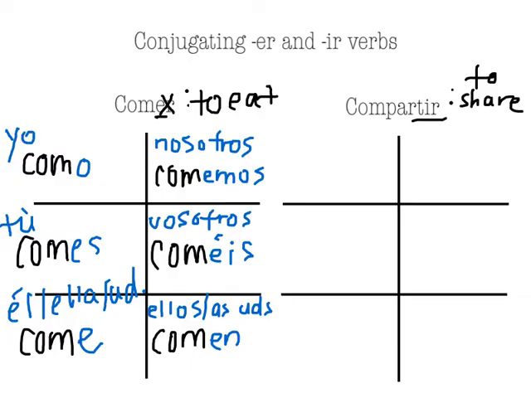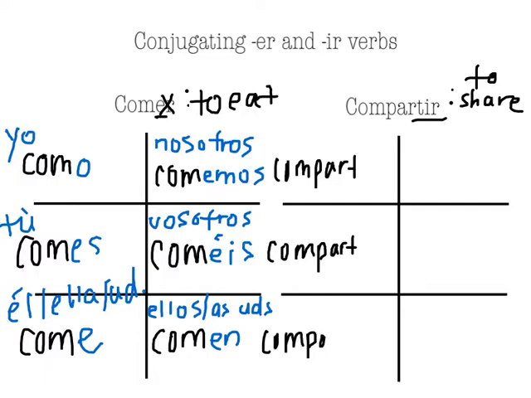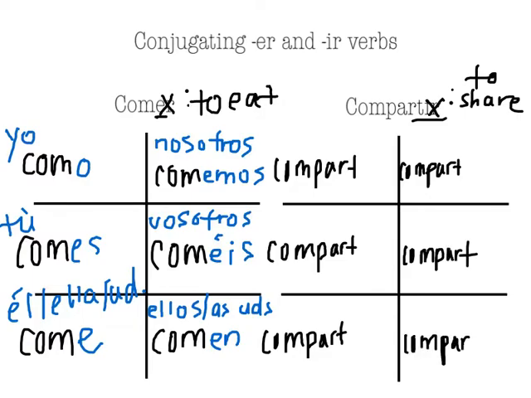With compartir, we're going to do pretty much the same thing, but we're going to use our IR endings. So we have compart is our stem, and we can go ahead and add it in there because we took off the IR verb. And I want you guys to write down, please, these two verb charts on your notes as well, so that you have an example of both.